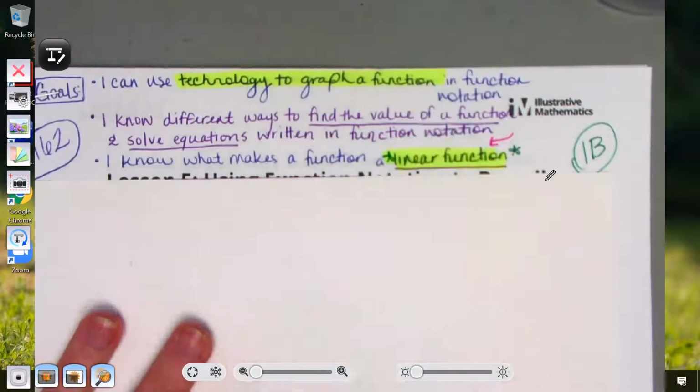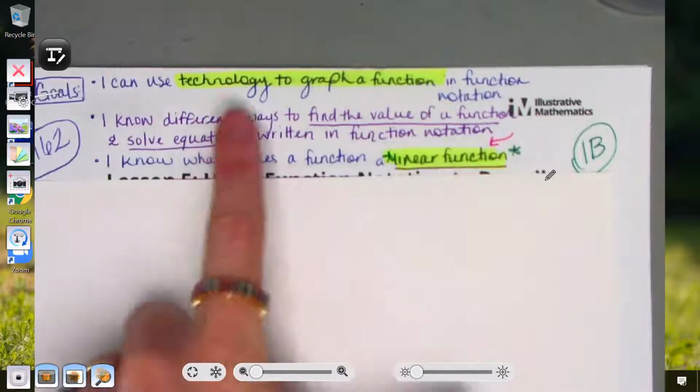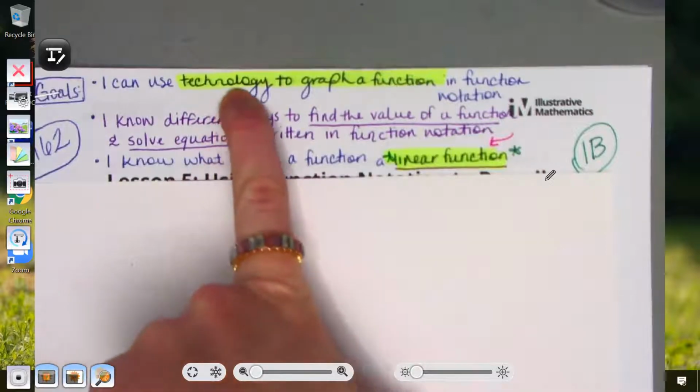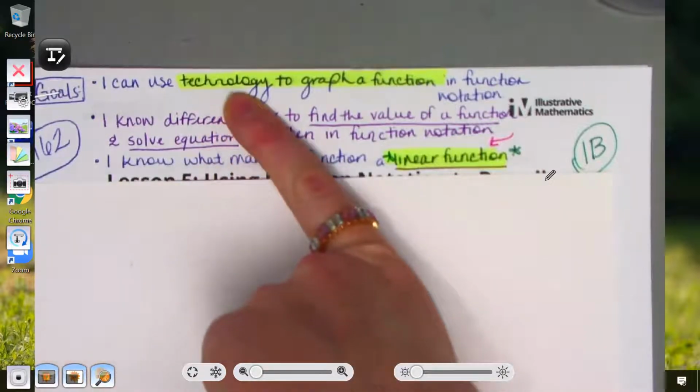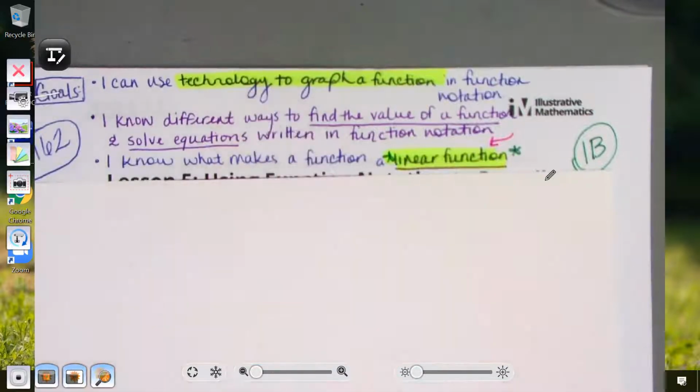Okay. We graphed them ourselves in the last lesson with that area and perimeter problem. But now we're going to use technology, aka Desmos, to do it. And it's going to make our lives a million times easier if we know how to use it on there.